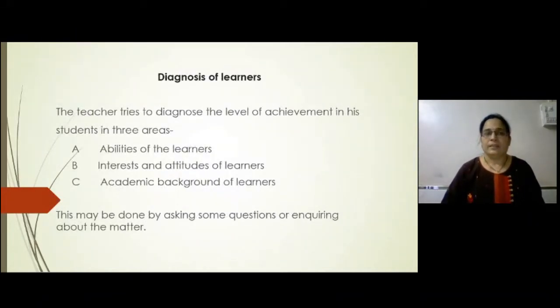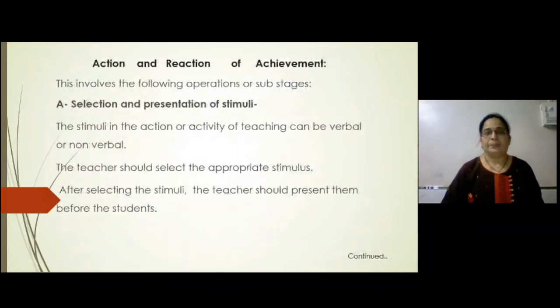Diagnosis of learner. The teacher tries to diagnose the level of achievement in his students in three areas: ability of learner, interest and attitude of learner, academic background of learner. This may be done by asking some questions or inquiring about the matter.